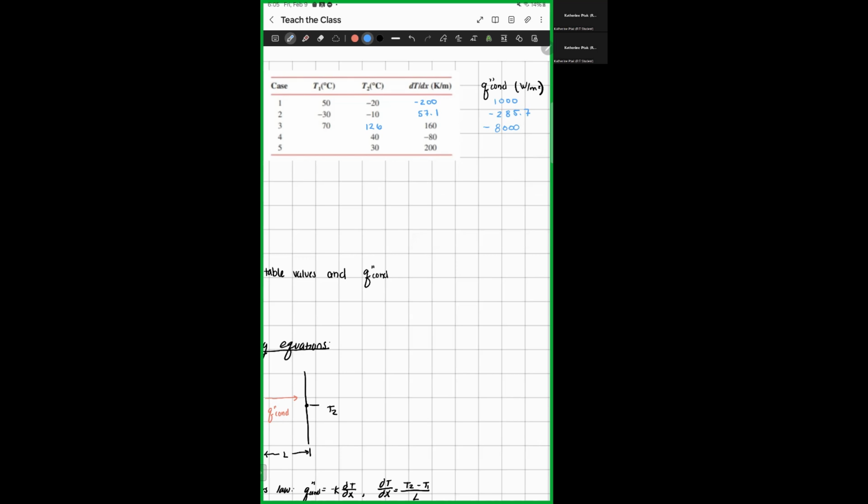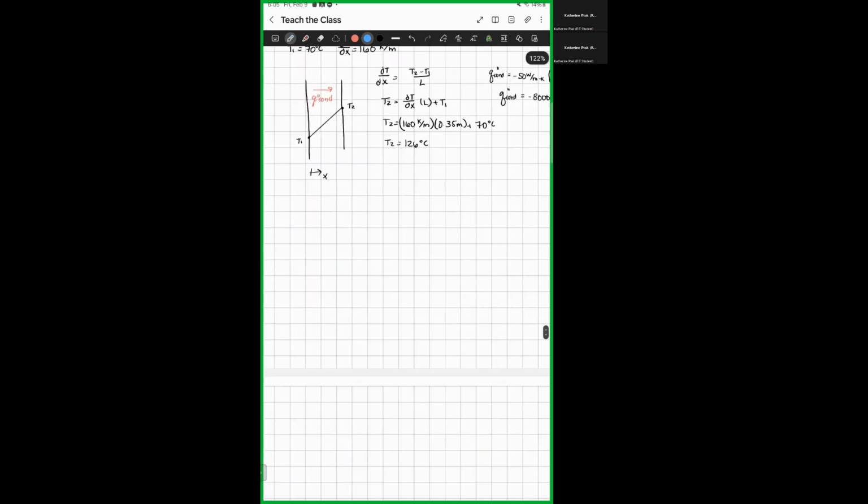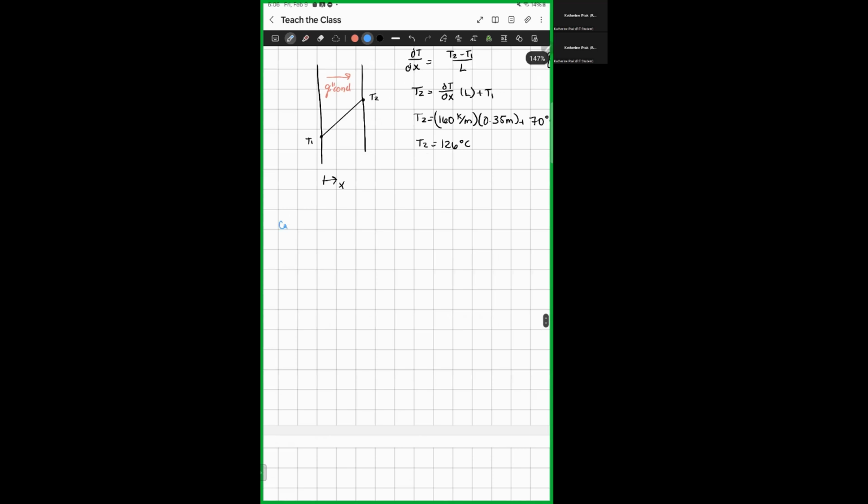So for case 4, we are now given T2 rather than T1, and again, we're given dT/dx of negative 8 Kelvin per meter. Let's add another page. We'll do case 4.